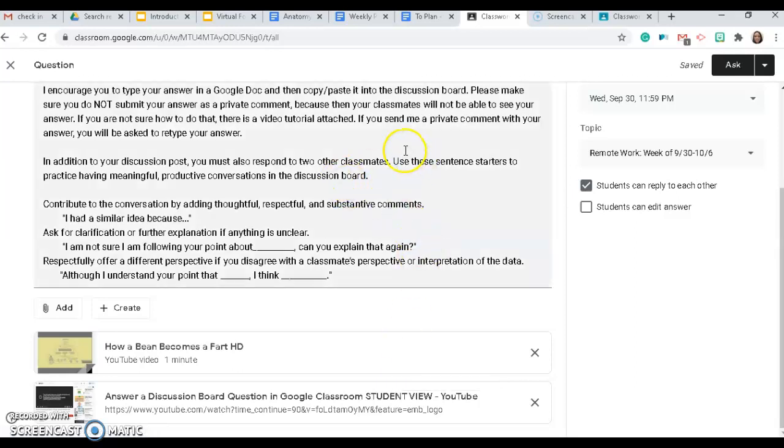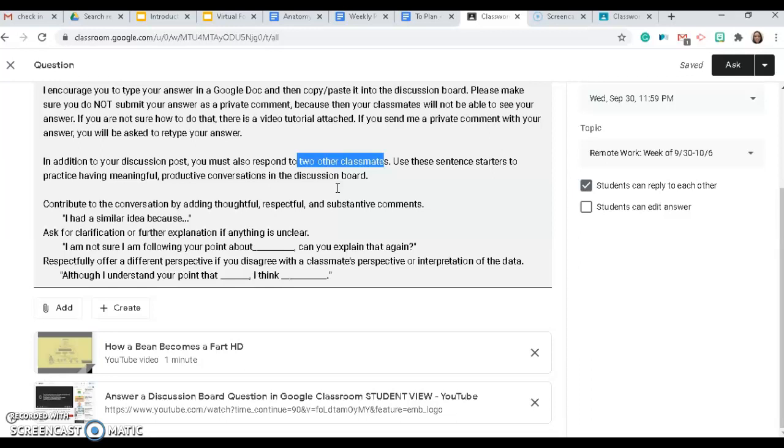If you send me a private comment by mistake, I'm going to ask you to retype your answer into the discussion board, because in addition to your original discussion post, you must also respond to two other classmates. You will have until your second remote day to do this, just in case you are an early bird and get this done early and no one responds to the discussion post board until later on. But you are expected to respond to two other classmates.